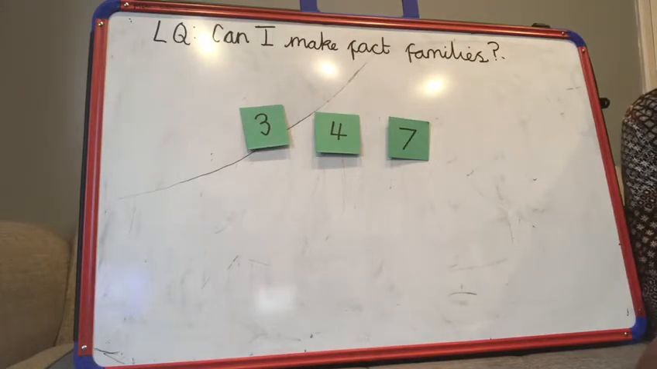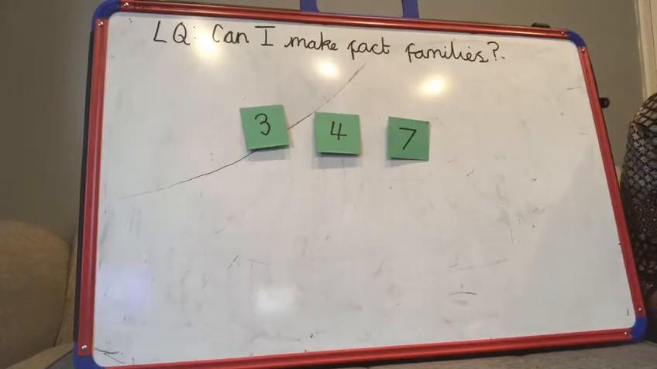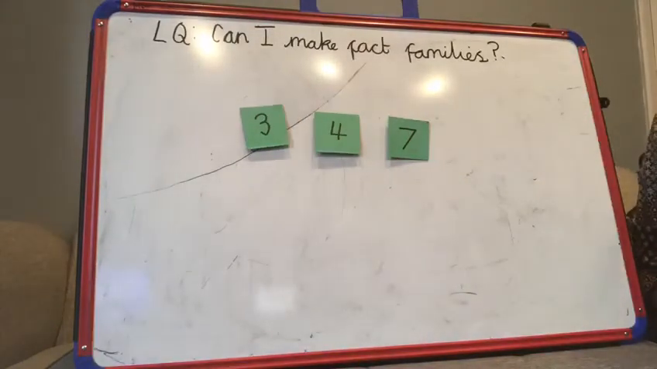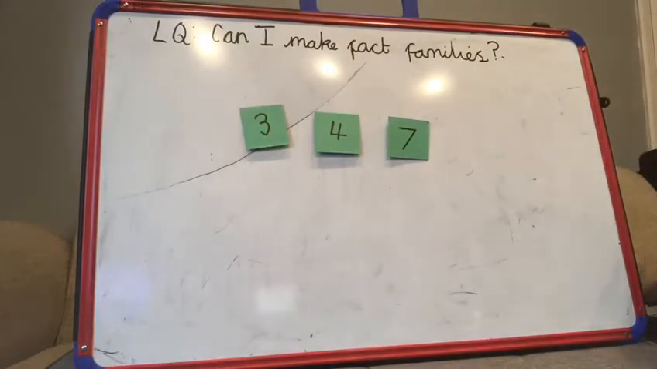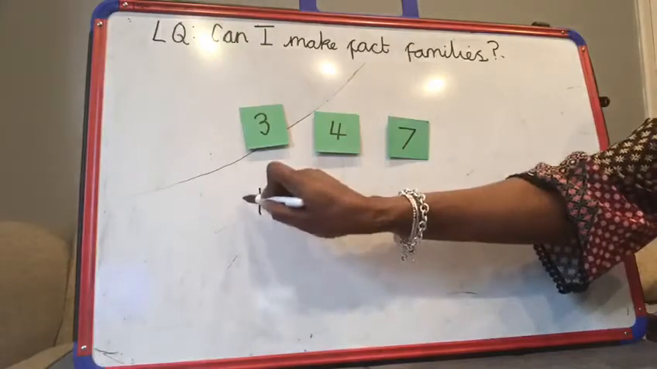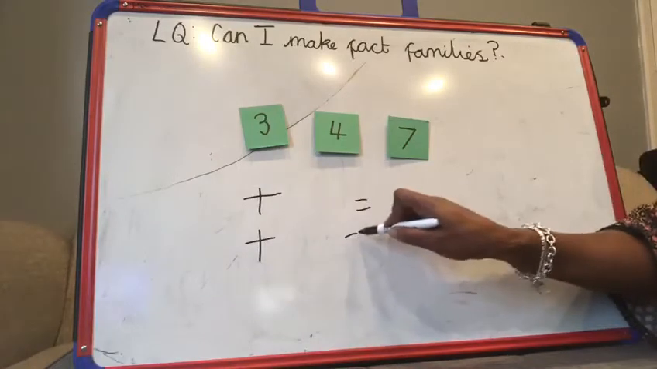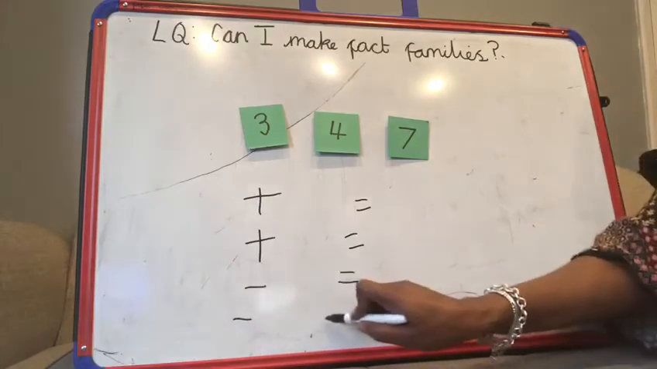Today we are going to look at fact families. What is a fact family, you might ask? Well, it's a group of math facts that use the same numbers when adding or subtracting. So today we are going to use three numbers. We're going to use 3, 4 and 7, and we're going to make 2 addition number sentences and 2 subtraction number sentences. Now I wonder if you remember how this works.